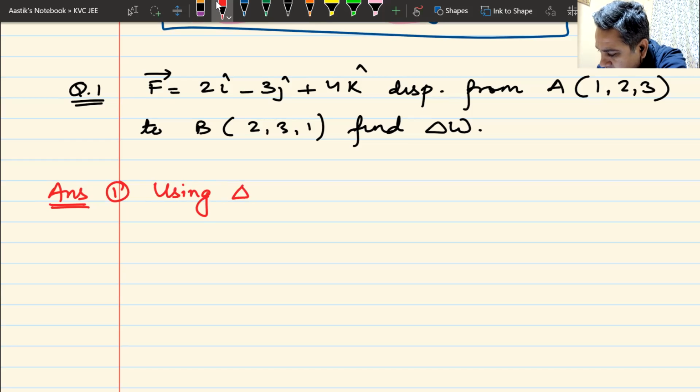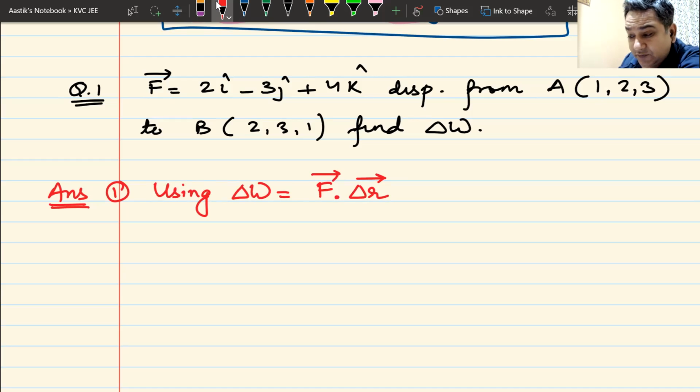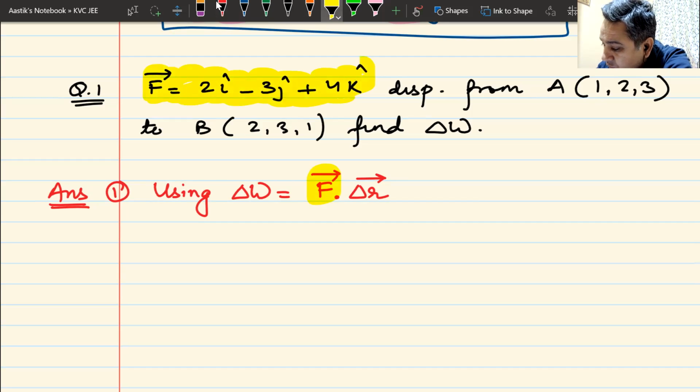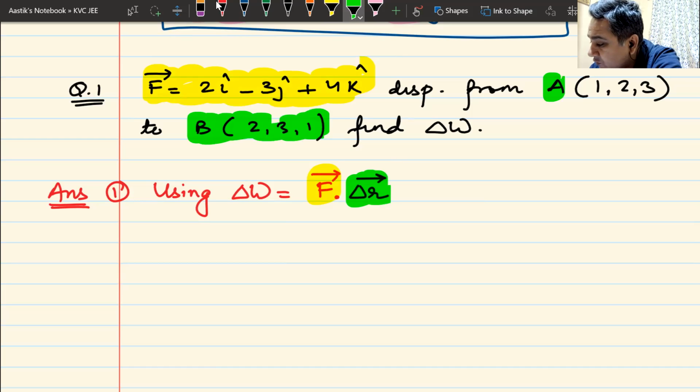I am also solving. Now, the first method is by using F dot delta R, because I know for sure that this force is a constant force. The first way would be by doing it with this. What is the force? As you can see, force is simply equal to 2I minus 3J plus 4K. How much is the displacement? I hope you know how to find out the displacement. Final position is point B. Initial position is point A.